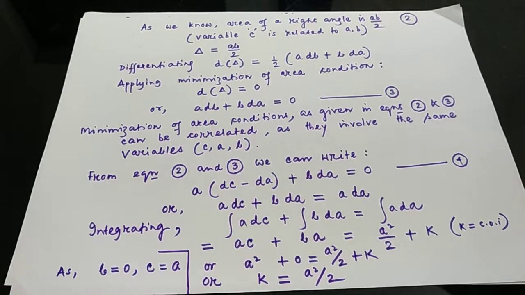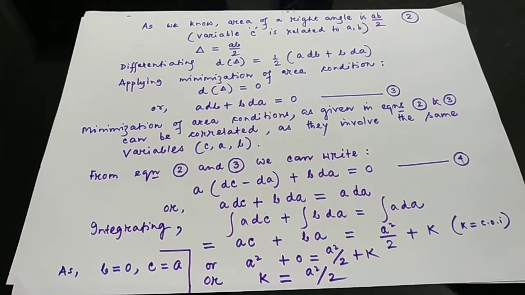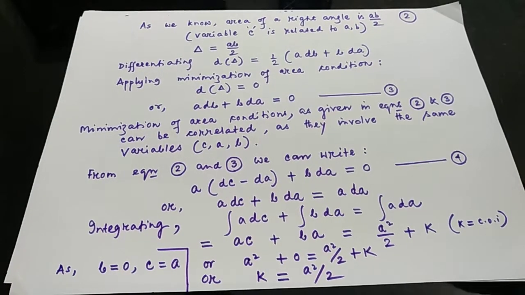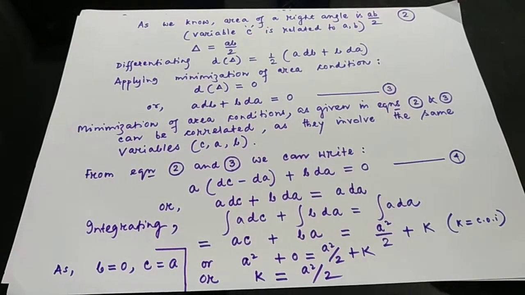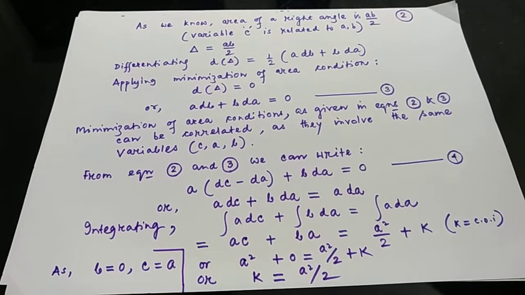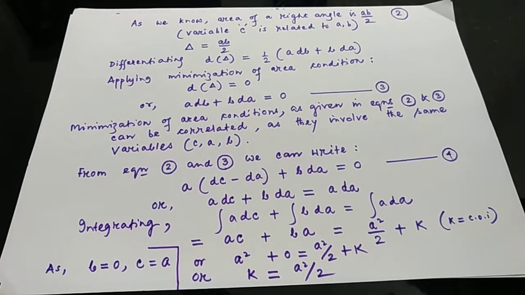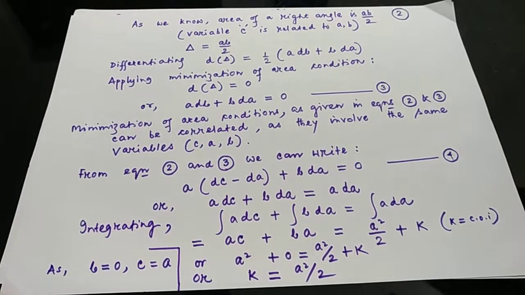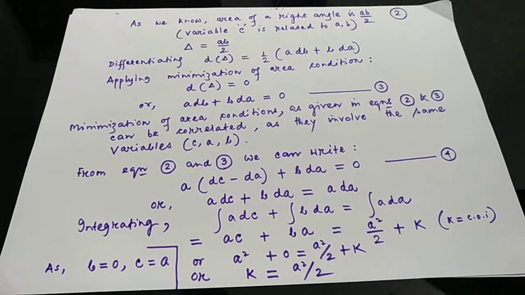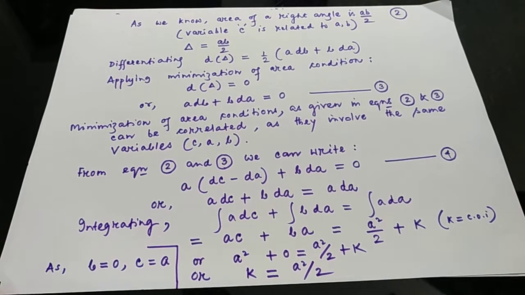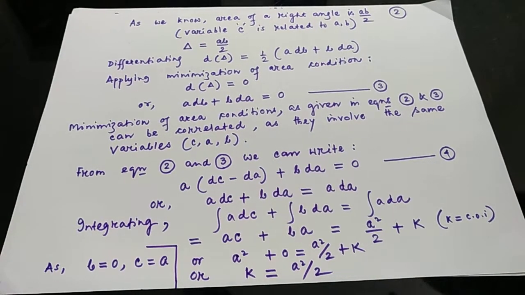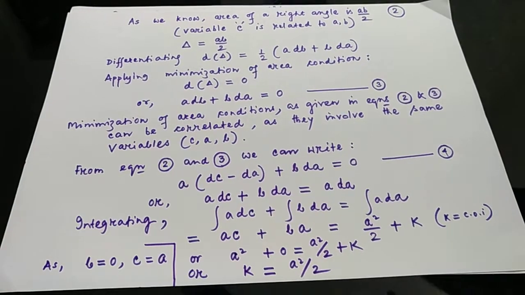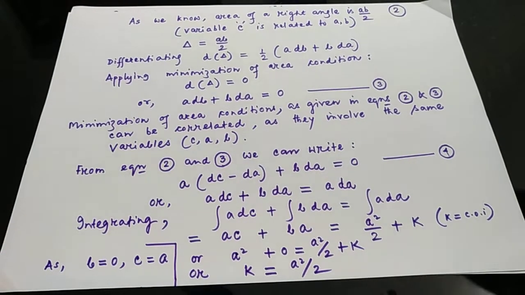And to get the minimum area of a right angle triangle of such area AB by 2, I apply the minimization condition. So it must be d delta equal to 0. That means ADB plus BDA equal to 0, which is as good as saying the same thing in differential calculus.